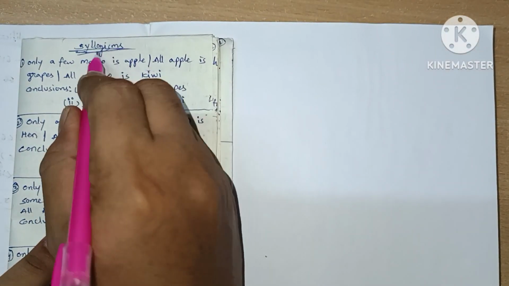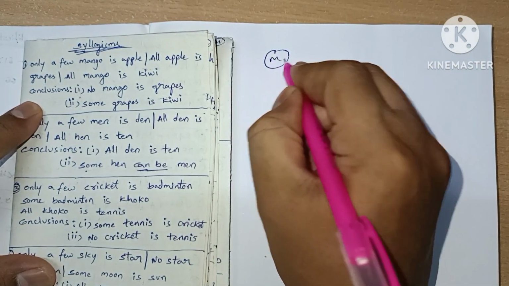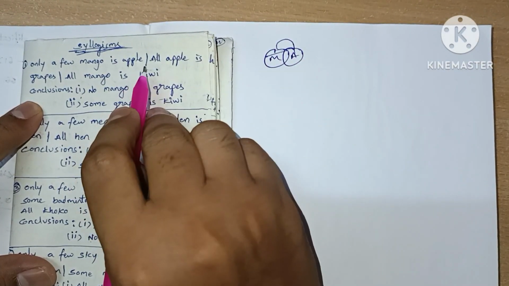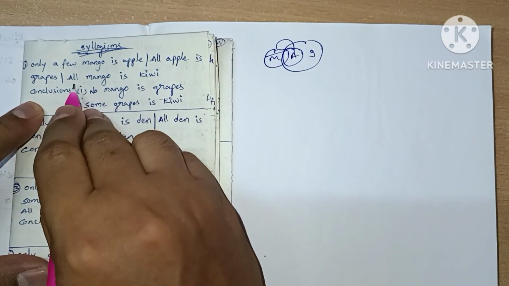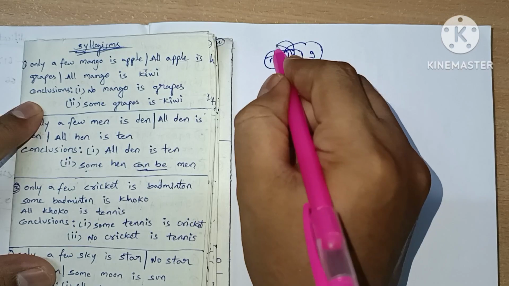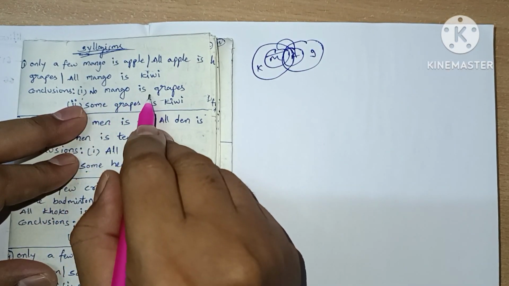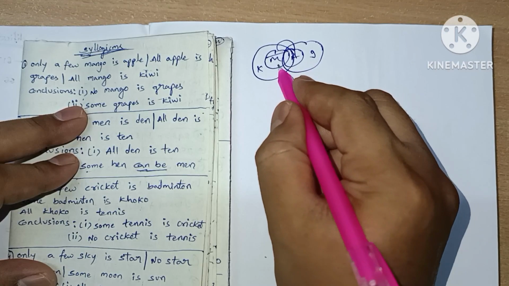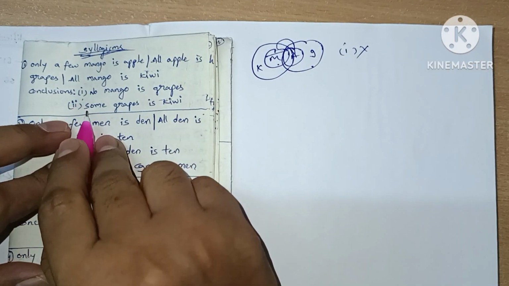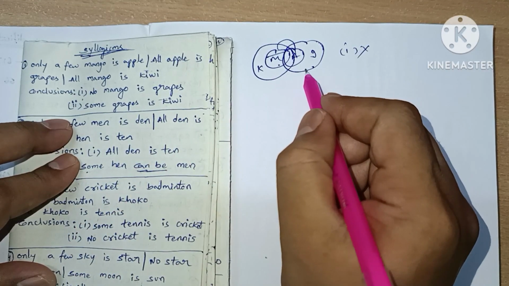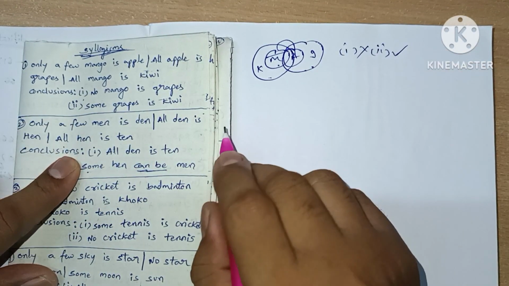Now we are going to see syllogisms. First question, only a few mango is apple. All apple is grapes. All mango is kiwi. Now we see conclusions. No mango is grape. Mango here, grape here. It is sharing some part. So first conclusion is false. Some grape is kiwi. Here grape sharing with kiwi. Yes, it is true. So second conclusion is true.